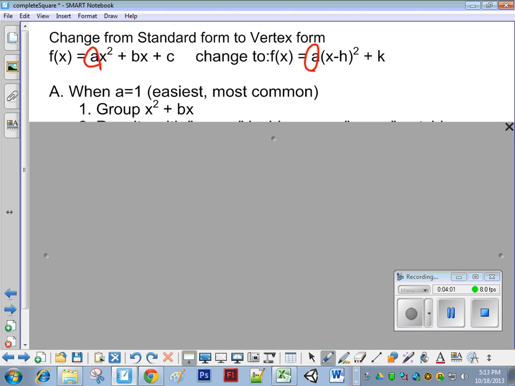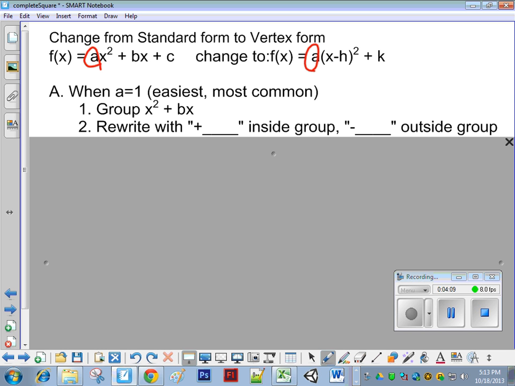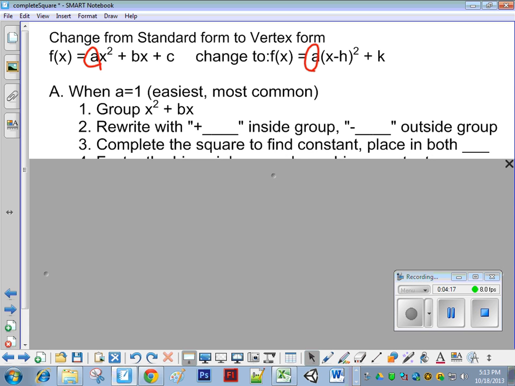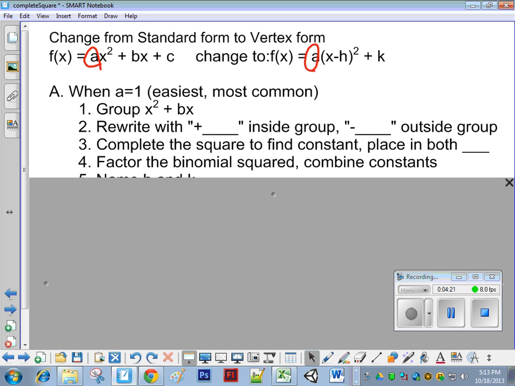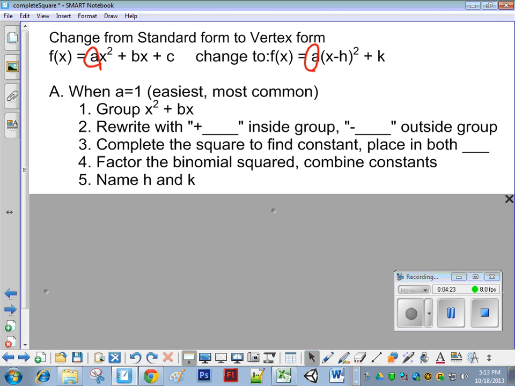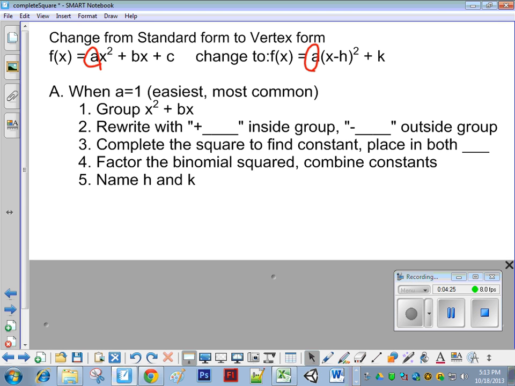So our steps on this one, first we're going to group it, the x squared and the bx term. Then we're going to rewrite it, with a plus blank inside the group and a minus blank outside the group. I'll complete the square to find the constant, place it in both of the blanks, factor the binomial squared, combine the constants, and name the h and k. Let's try a quick example.